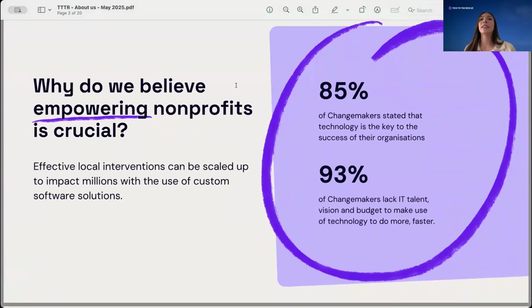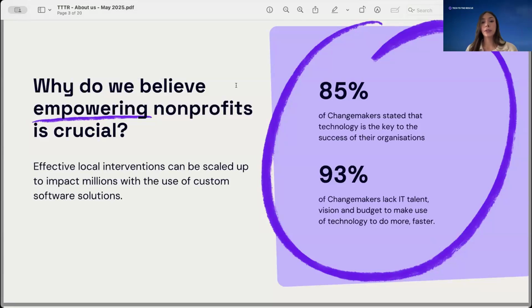Why do we think that giving this technology, or helping organizations get this technology, can be helpful for them? When I say technology, we're also thinking about AI, and AI has been growing so fast, and we're also accommodating to it, right? So later in this presentation, I'm going to talk to you about AI for change makers, but think about technology as a whole. It can be from a website to a chatbot to an AI-based platform for prediction.